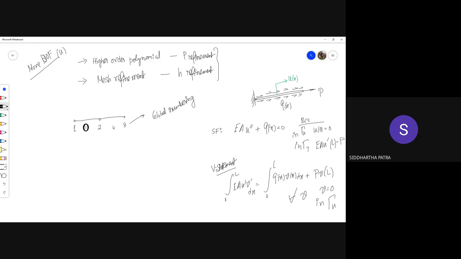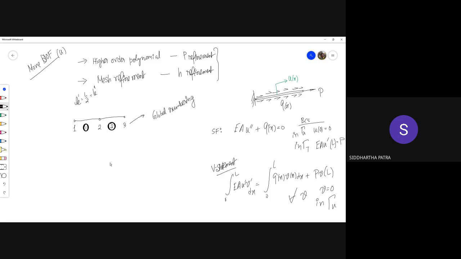But this time, I'm creating two elements, 1 and 2. I'm dividing the geometry into two elements. Need not be equal divisions, it's not mandatory. But let's say if I am dividing them equally, LE1 equals L by 2 equals LE2. Element length 2.